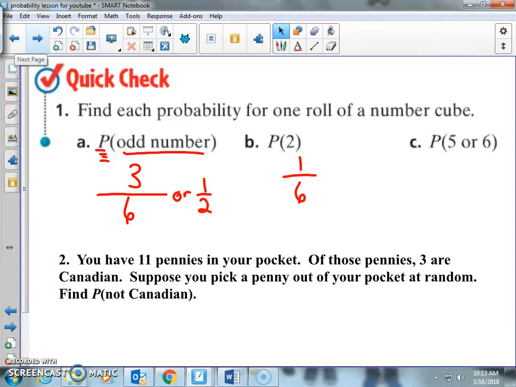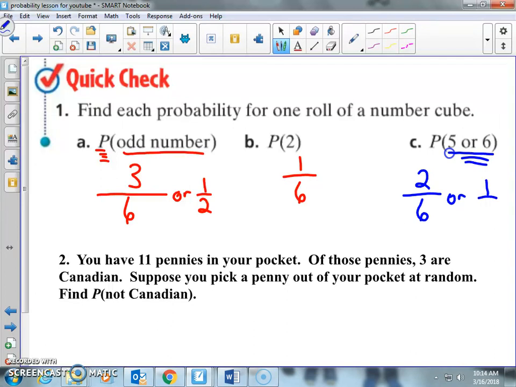In letter C here, we want the probability of a 5 or a 6. We're not picky. So there are 2 things that I want. I want a 5 or a 6. 2 things that I want out of 6 possibilities, which we know simplifies down to 1 out of 3.